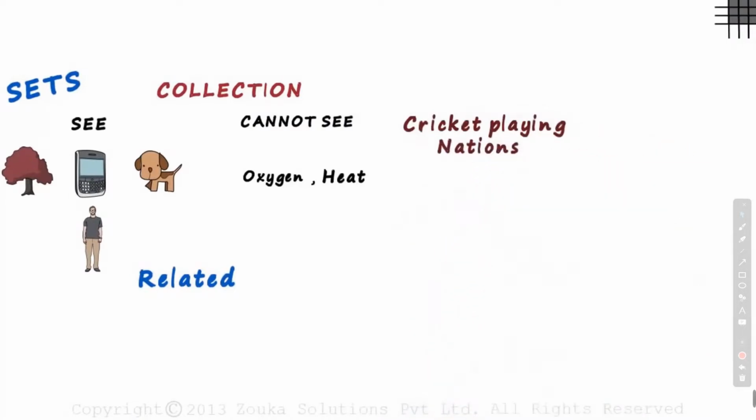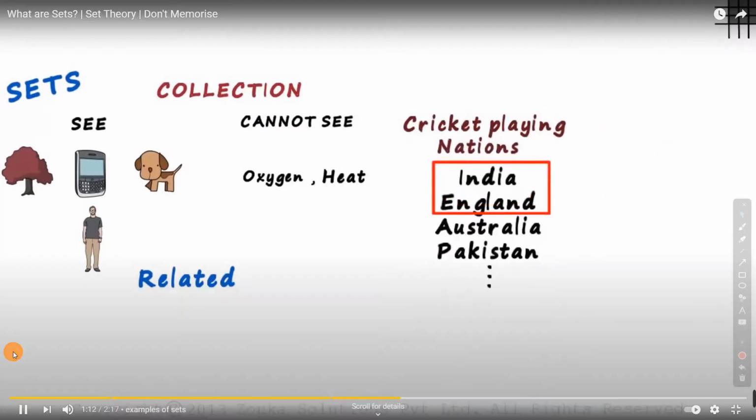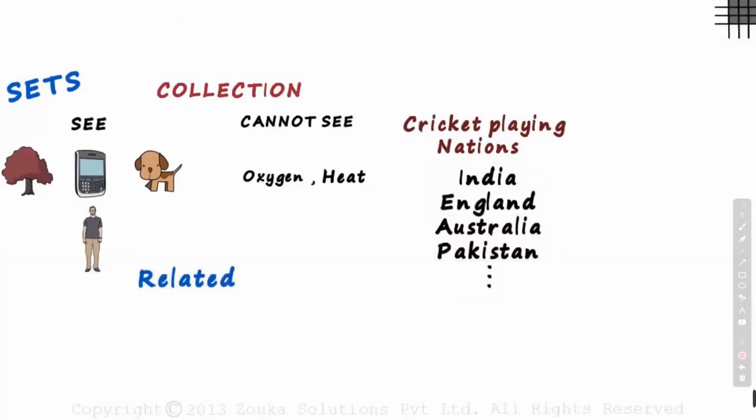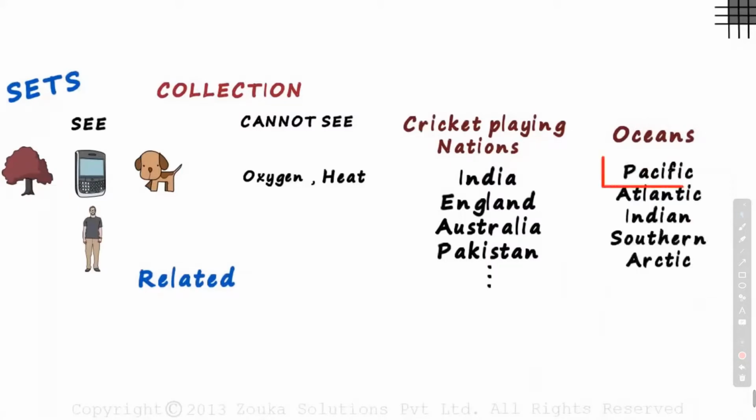I would probably have said India, England, Australia, Pakistan, and so on. Now try to list all the oceans you've heard of. If you didn't know, there are 5 oceans in the world: Pacific, Atlantic, Indian, Arctic, and Southern Ocean.